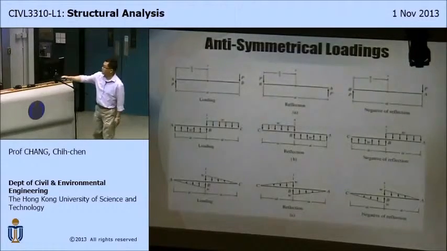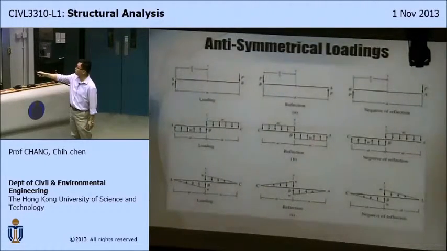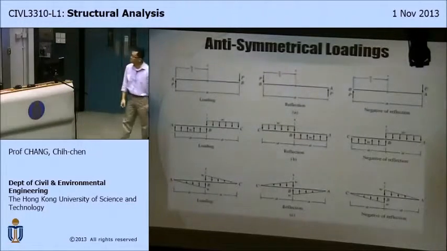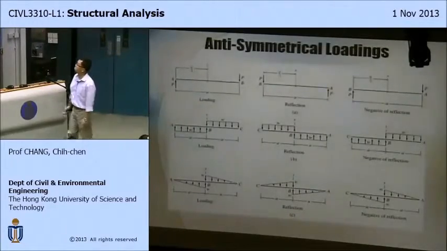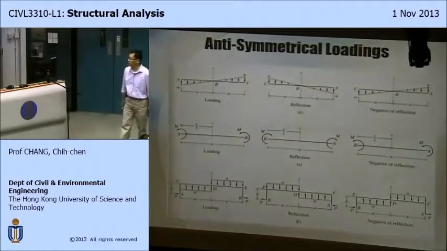So take a look at this. Left-hand side is upward, right-hand side is downward. You rotate 180 degrees, so it becomes this and that. Then you change sign, flip sign, and you note that they become the original loading. So it's called anti-symmetrical. So here is another example of anti-symmetrical loading. More examples of anti-symmetrical loading.